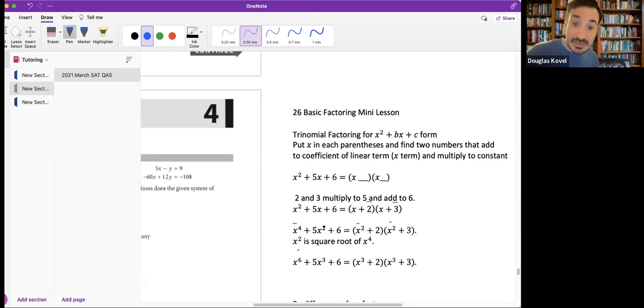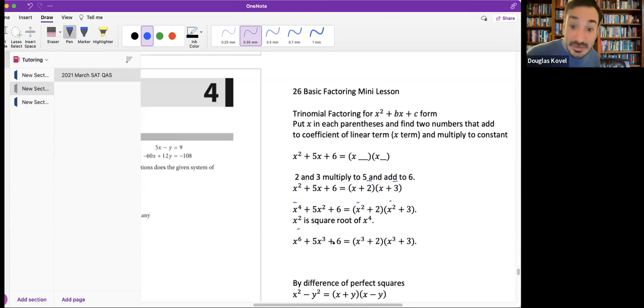To factor this, I would do the exact same thing I did before. The one difference is that instead of putting x in each parentheses, I put x squared in each parentheses. Then I again find two numbers that multiply to 6 and add to 5, and again, that's 2 and 3. So it'd be x squared plus 2 times x squared plus 3. If I distribute that, I would get x to the 4th plus 3x squared plus 2x squared plus 6. I could also have done x to the 6th plus 5x cubed plus 6. Again, I notice I have that even exponent for my leading term and half of that exponent for my second term. So in each parentheses, instead of x, I would put x cubed. This would keep going on, and I'd have x cubed plus 2 times x cubed plus 3.